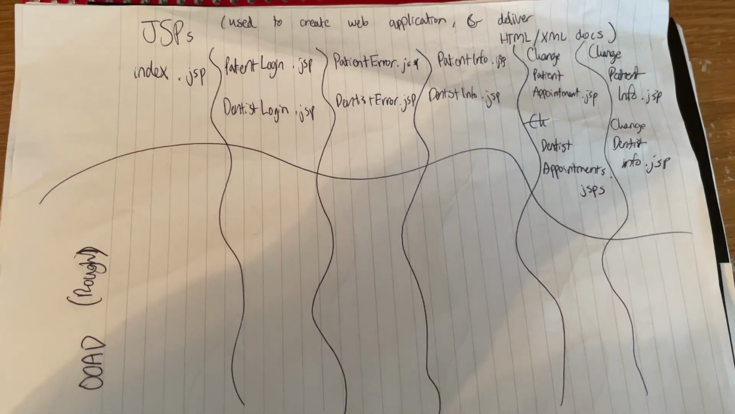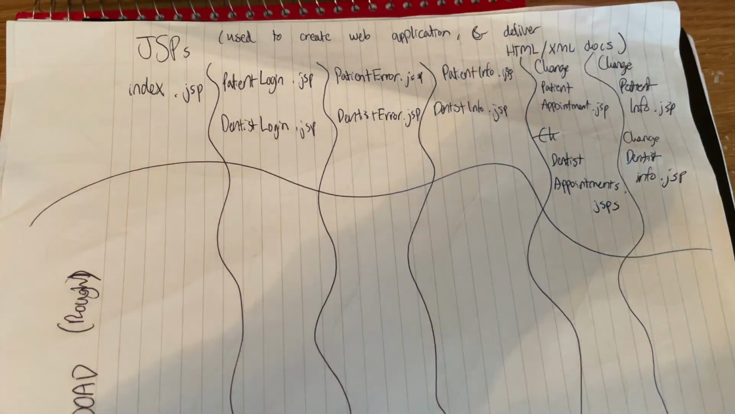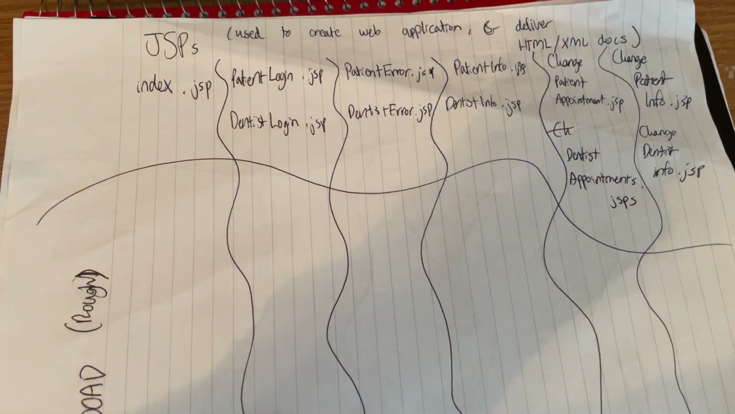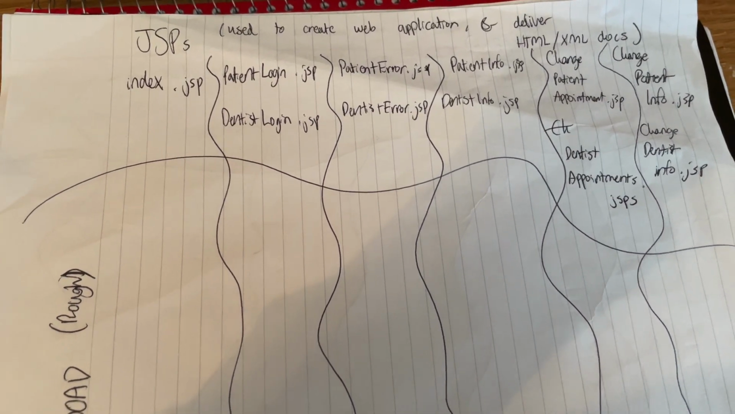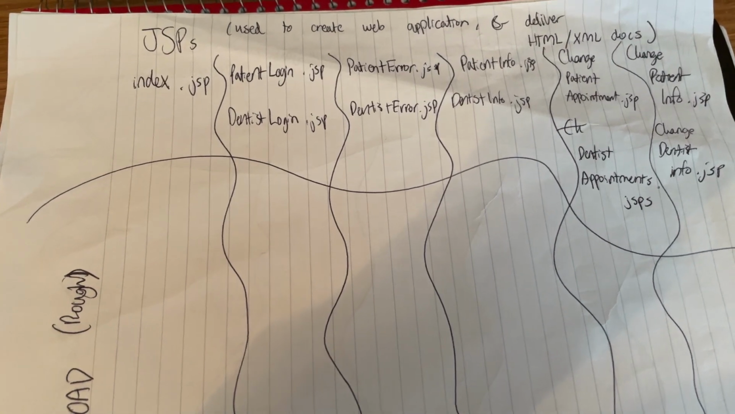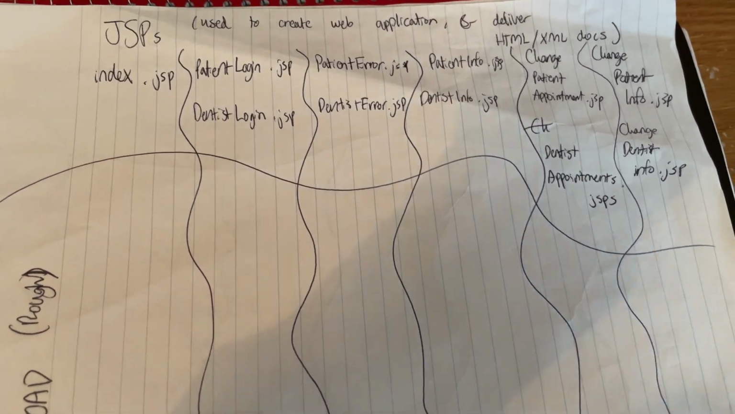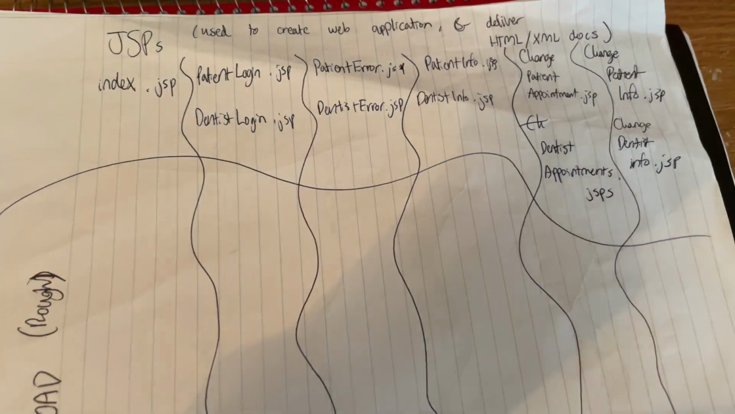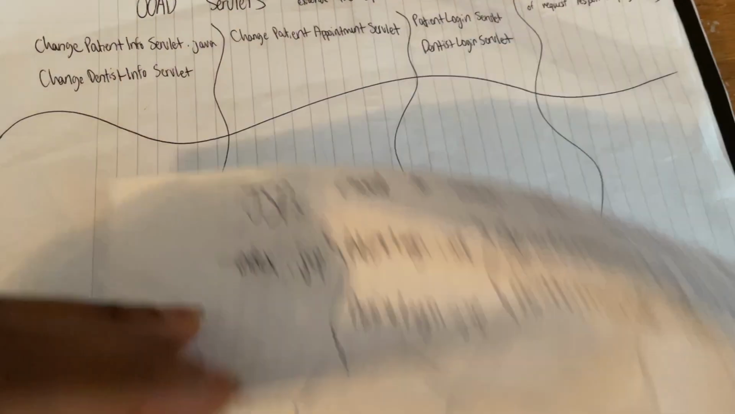First we have my JSPs. It looks like an unconventional layout, but this is how I keep my JSPs organized: my services and objects, coordinated by name and different things like that. As you can see, I have a couple for dentist as well as patient, and then I have my index to start. So these are my JSPs, and now I'm going to move on to my servlets.